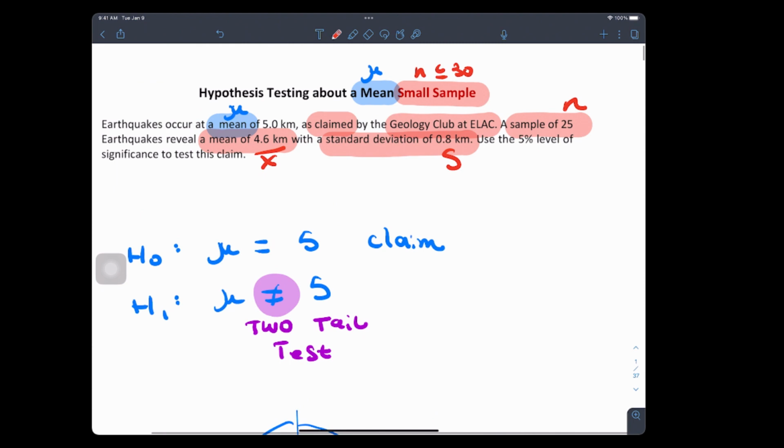So you're supposed to go back and read it through, right? 5% level of significance. That means our alpha is what? Which is 0.05.